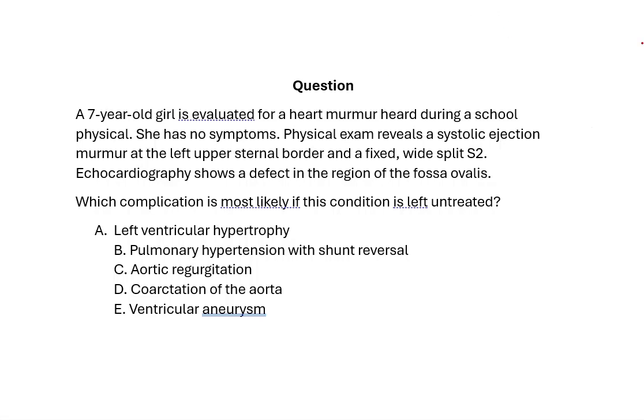Hello, everyone. Welcome back. As usual, we're going to start with a question. A 7-year-old girl is evaluated for a heart murmur heard during a school physical.